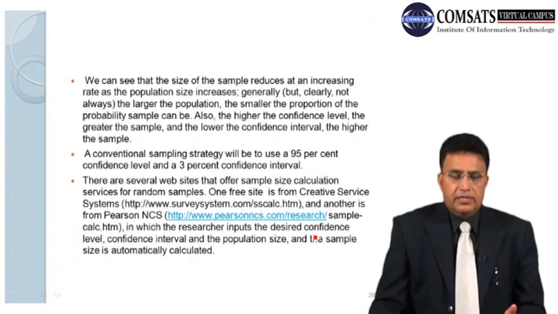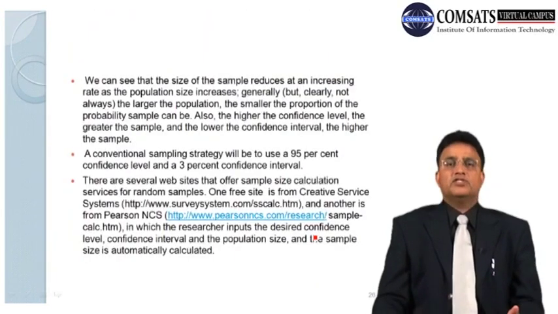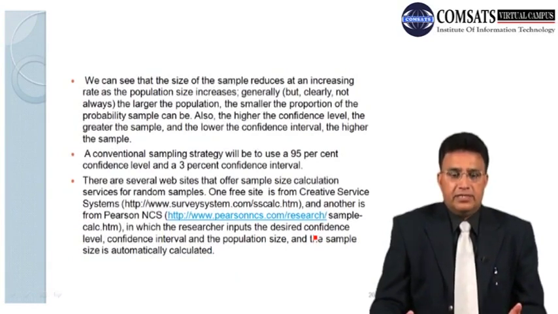We can see the size of the sample reduces at an increasing rate as the population size increases. Generally, the larger the population, the smaller the proportion of the probability sample can be. Also, the higher the confidence level, the greater the sample, and the lower the confidence interval, the higher the sample. So a conventional sampling strategy will be to use a 95% confidence level and a 3% confidence interval.